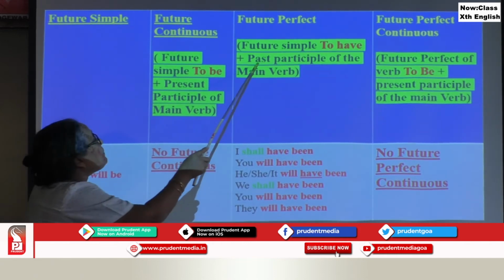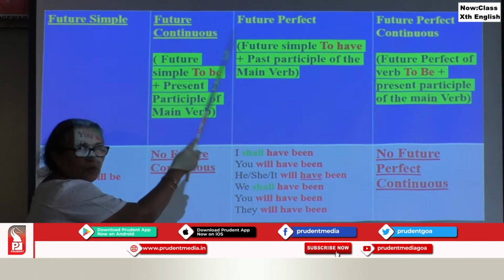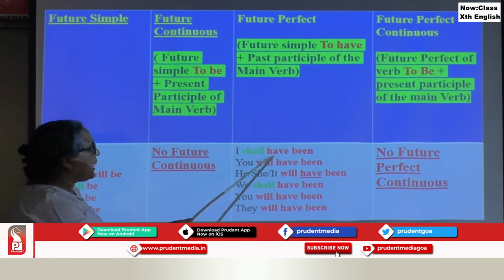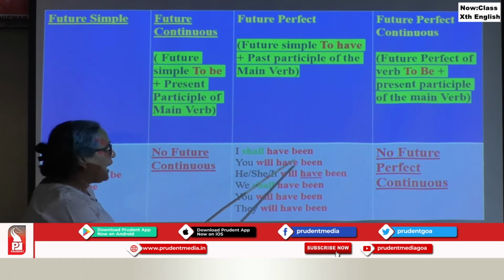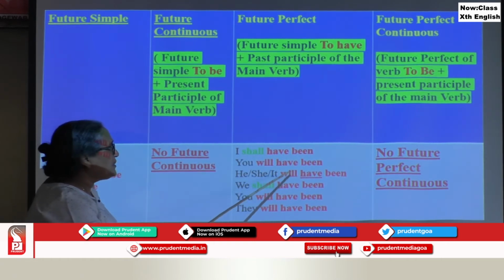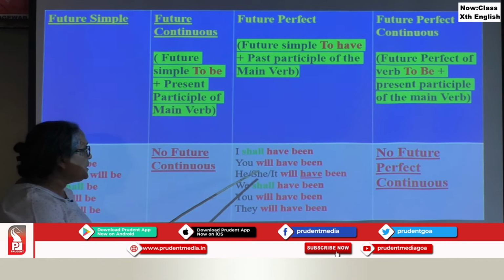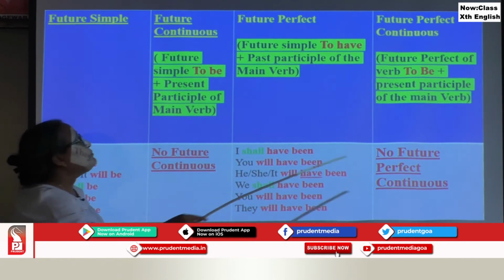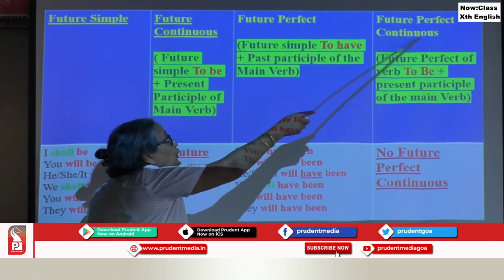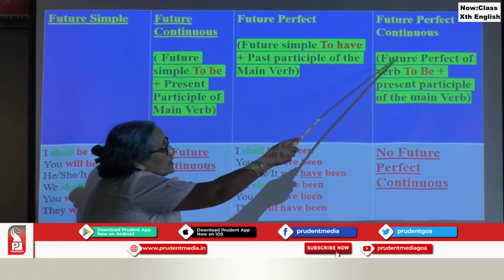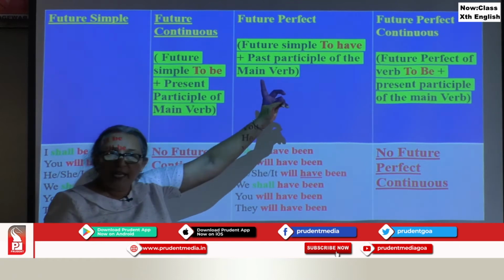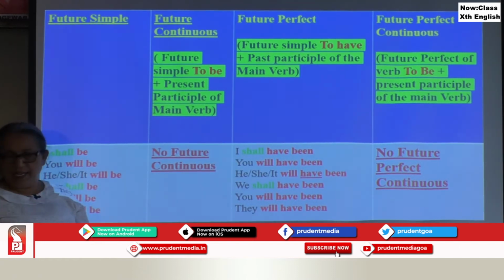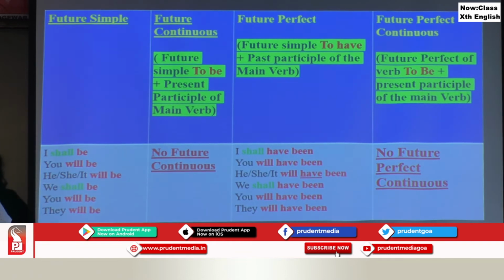Plus the past participle of the main verb. What is the past participle of verb to be? Been. I shall have been, you will have been, he, she, it will have been. We shall have been, you will have been, they will have been. There is no future perfect continuous. This formula I've already explained in present. I will continue to explain to you when I do the next verb.